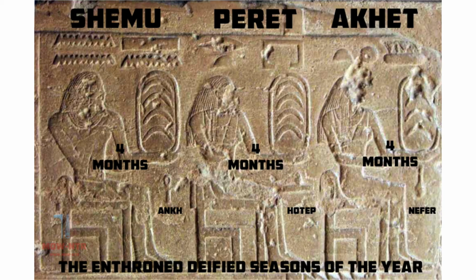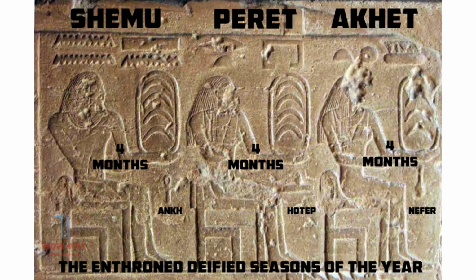So this is telling you that each season had 4 months. And then their names are above their heads. The first one, on the far right, is Akhet. That's the first season. The second season is Peret in the middle. You see the name above the head. And the third one is Shemu, and you see that name above the head as well. In the glyphs, and I also spelled it out above their heads. So you have Akhet, Peret, and Shemu.